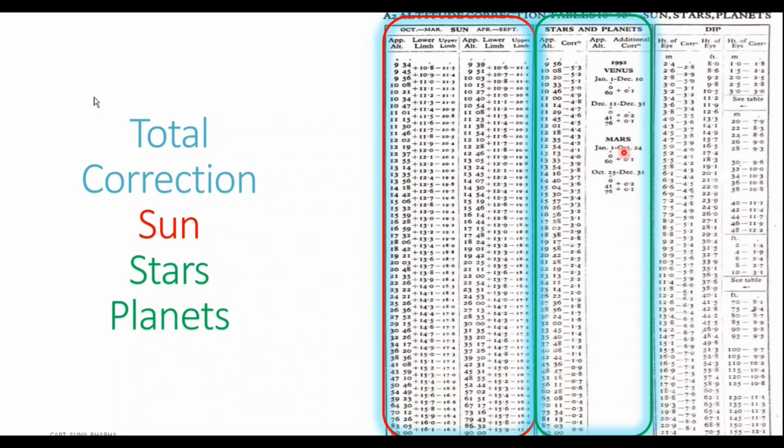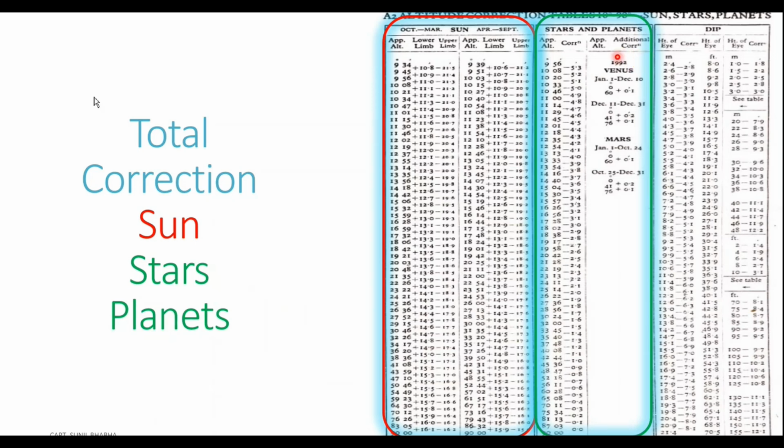Now, whenever the altitude correction is being done for Venus and Mars, once you have referred to the total correction table and obtained the total correction against the apparent altitude, after that you have to apply an additional correction also. You see the additional correction value is mentioned here.